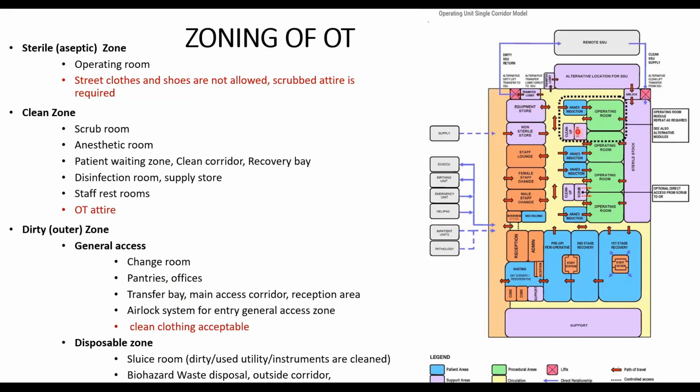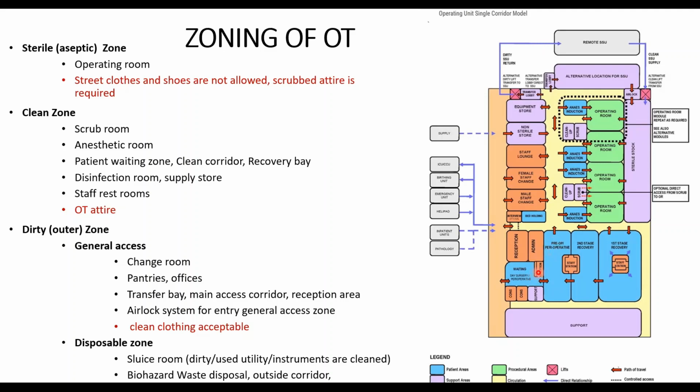The area next to that is considered the clean zone. The clean zone includes the corridor, the anesthetic room, the scrub room, and other areas such as the recovery room. All this region is considered clean zone, and personnel who enter this region must also wear OT attire. Other areas are considered the dirty or outer zone, and this zone is divided into 2: either the general access or protected area, or the disposable zone.